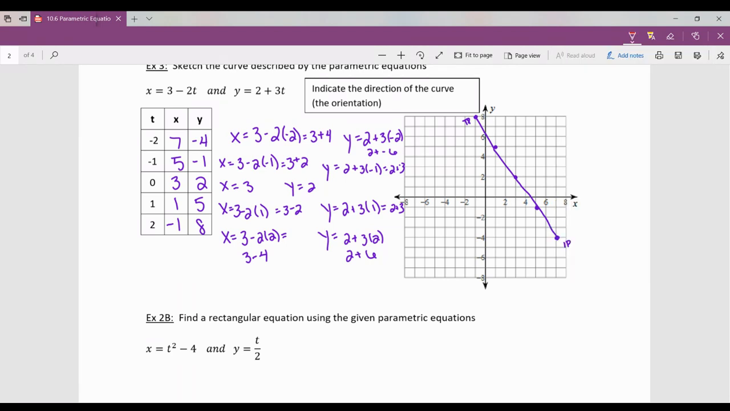All right, now to do the indicated direction of the curve, the orientation, I started here and I went that way. Okay, so this is a linear equation, and we'll come back to that in a second. All right, guys, you try part 1 right now.